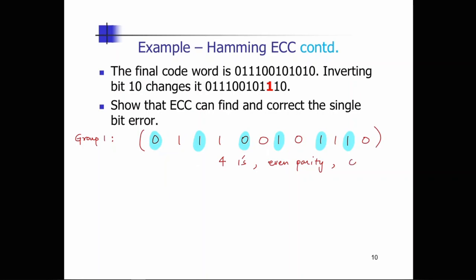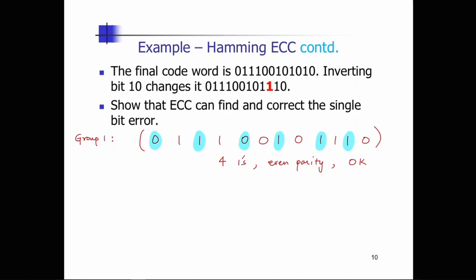We wanted to make sure that each parity group has even parity when we store it. So when we retrieve it or read it from memory, if it has even parity, that means that error did not occur in those bit locations.